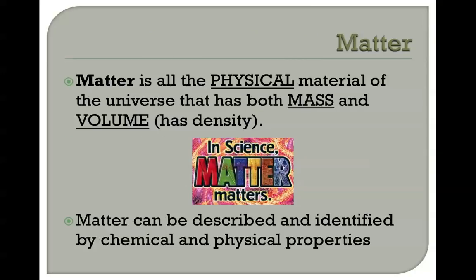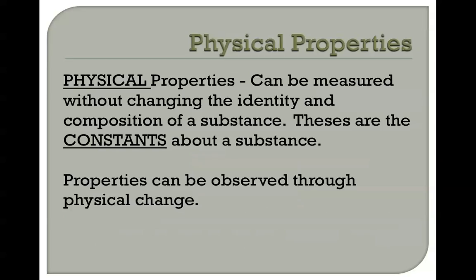So matter is all the physical material of the universe that has both mass and volume, meaning that it has density. Matter can be described and identified by various chemical and physical properties that we're going to talk about right now. Physical properties can be measured without changing the identity or chemical composition of a substance, and these are also considered constants about a substance. So if I have a various form of matter, these are going to hold true for that substance.